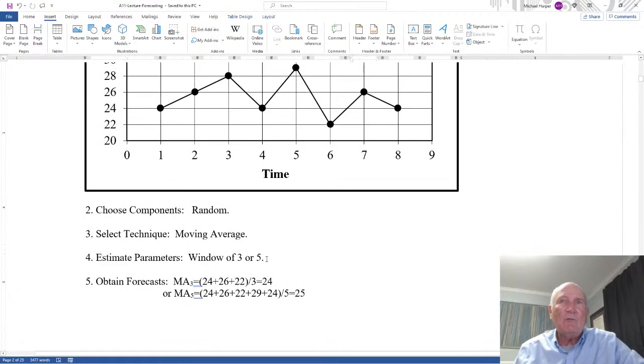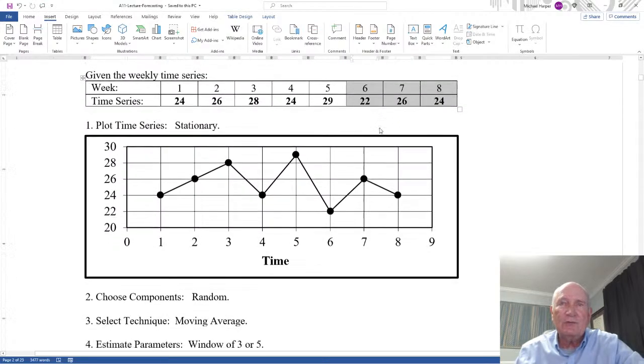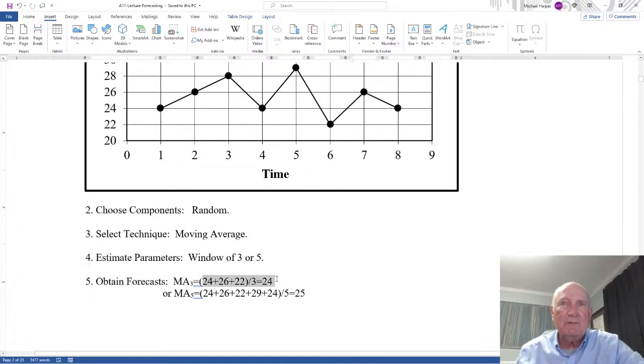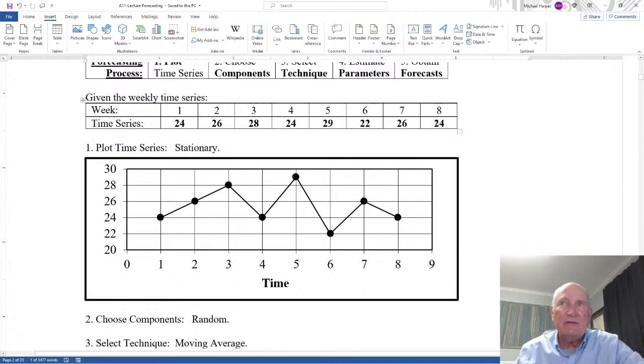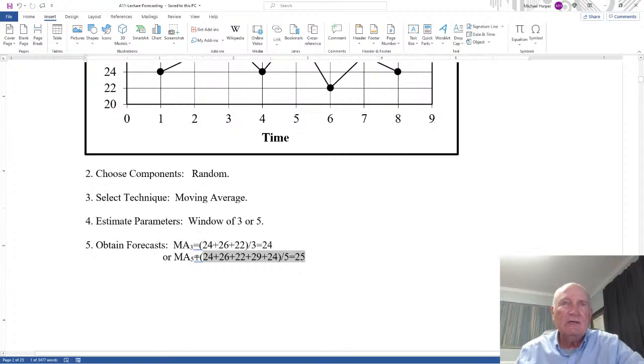So here, if I have a window of 3, I'm going to take the last 3 values, 22, 24, 26, average them, and my forecast is 24. If my window is 5, MA5, moving average with a window of 5, I take the last 5 values, 1, 2, 3, 4, 5, take these values down, average those, 25. So notice with moving average, my forecast could be either 24 or 25 depending on the parameter, the window. Just because you have a technique doesn't mean you're going to have one forecast. You can have many forecasts depending on what your parameters are.